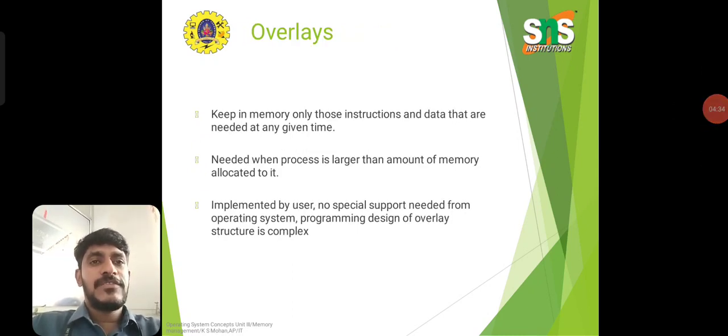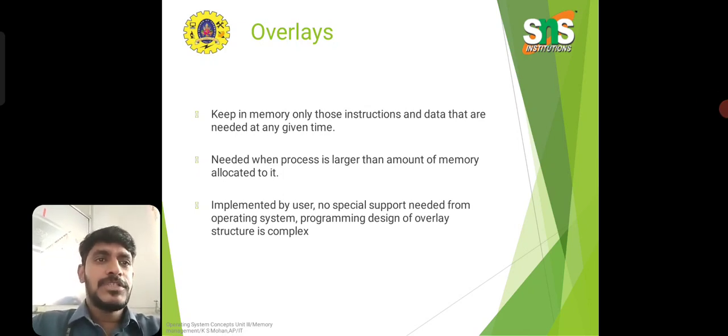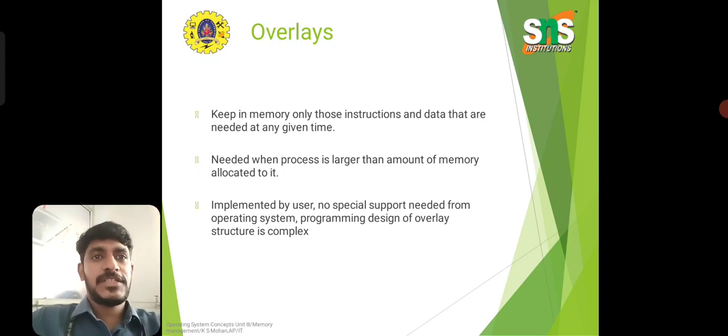Next we talk about overlays. Overlays keep in memory only those instructions and data that are needed at any given time. They are needed when a process is larger than the amount of memory allocated to it. They are implemented by the user, with no special support needed from the operating system. The program design of the overlay structure is complex.